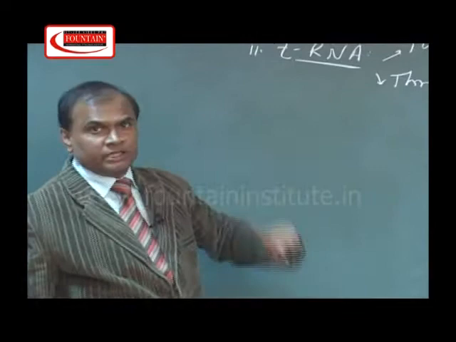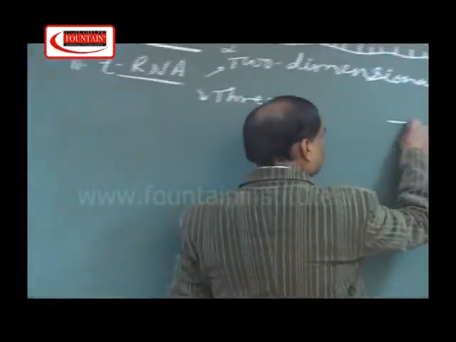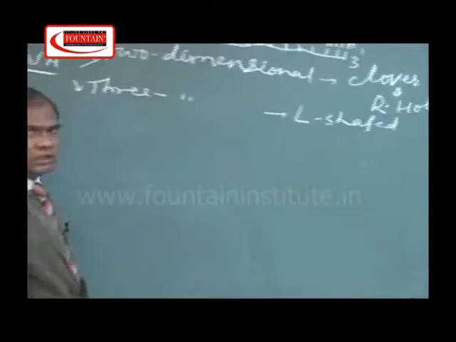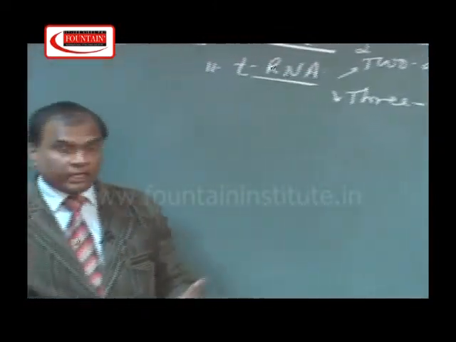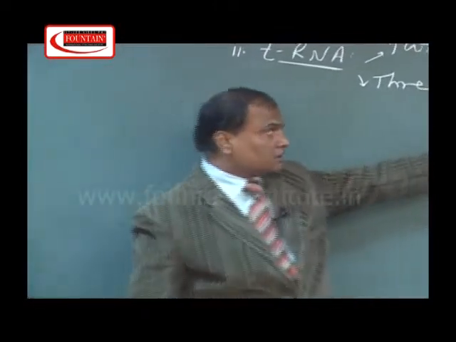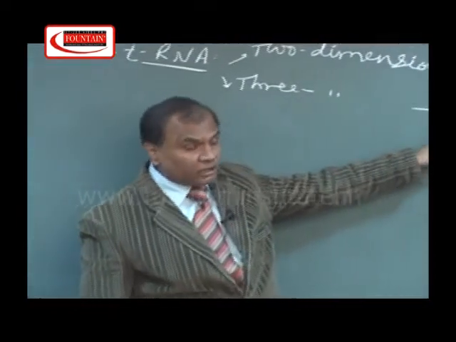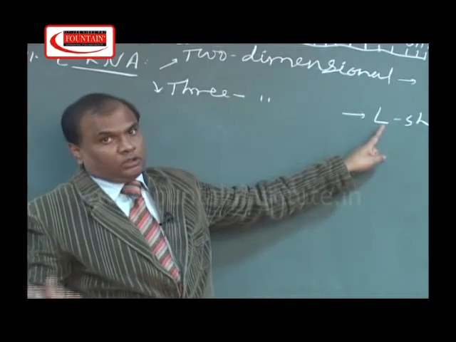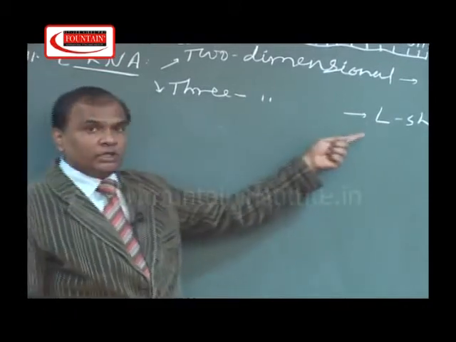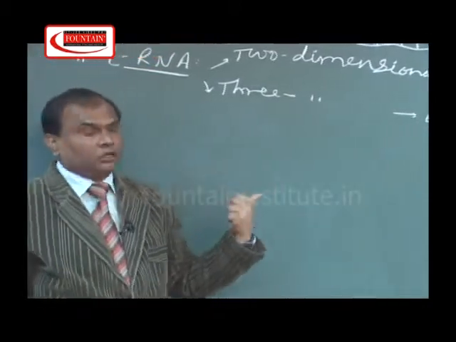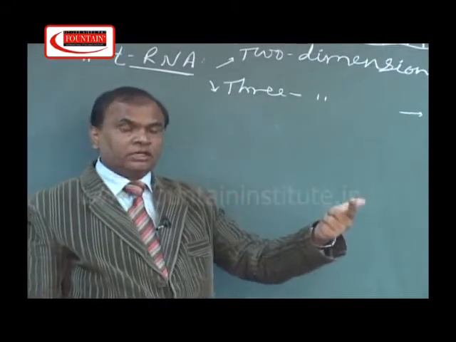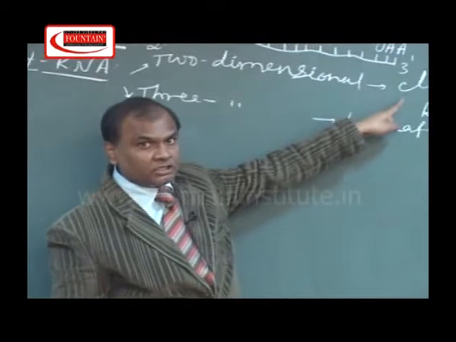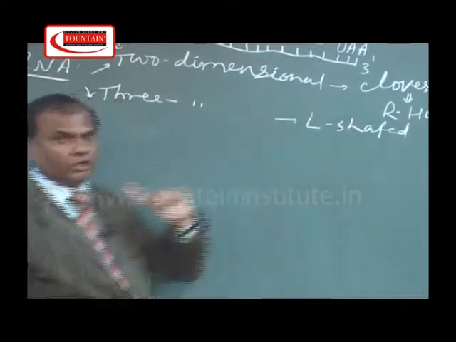And the three-dimensional structure is L-shaped. You might know that in functional form this is the L-shaped structure. But the three-dimensional diagram is very hard to draw, and we can't draw it. How will we show the thickness, that is the 3 dimensions? So we prefer to discuss the two-dimensional diagram, that is the clover leaf model.